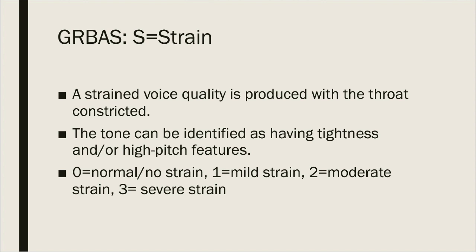The fifth and final quality assessed by the GRBAS scale is strain. A strained voice quality is produced with the throat constricted, and the tone can be identified as having tightness or high frequency or high pitched features. 0 equals normal to no strain on the GRBAS scale, 1 is mild, 2 is moderate, and 3 is severe strain, just like all the others.